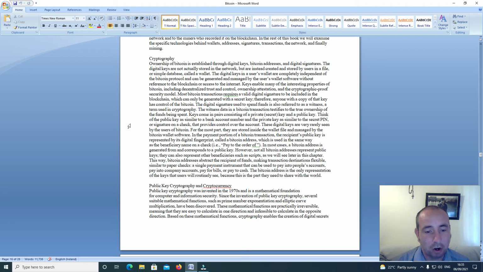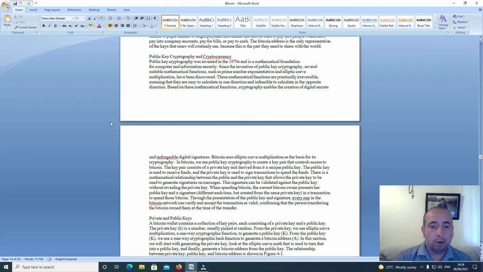This way, Bitcoin addresses abstract the recipient of funds, making transaction destinations flexible, similar to paper checks, a single payment instrument that can be used to pay into people's accounts, pay into company accounts, pay for bills, and pay to cash. The Bitcoin address is the only representation of the keys that users will routinely see, because this is the part they need to share with the world.